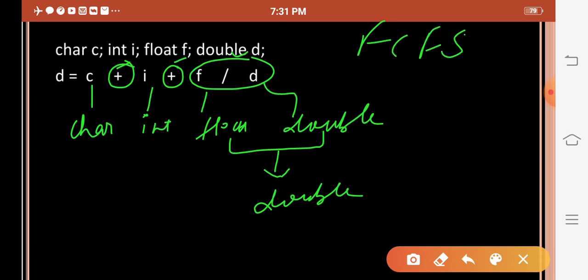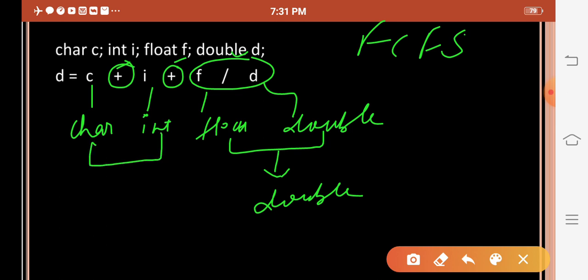तो obviously c plus i will be solved first, है ना, क्योंकि ये वाला पहला जो plus है वो पहले सॉल्व होगा, because it is appearing first in the expression. So when you solve this now, okay, so char and int, you will solve it, you will get the answer in which type?